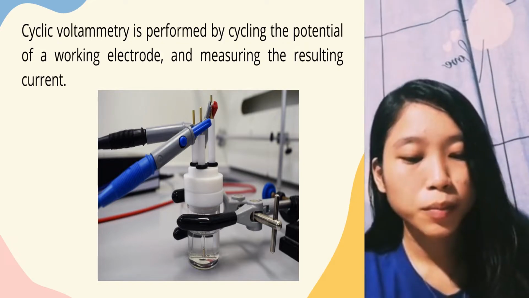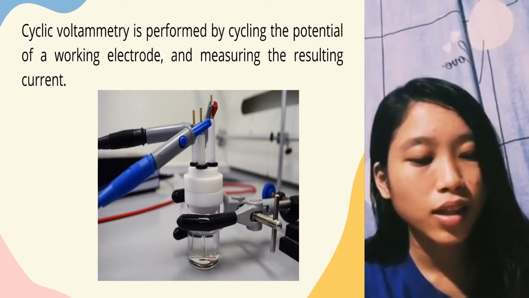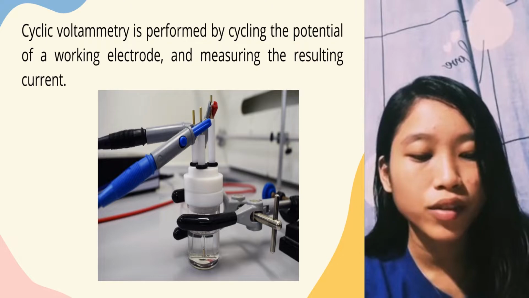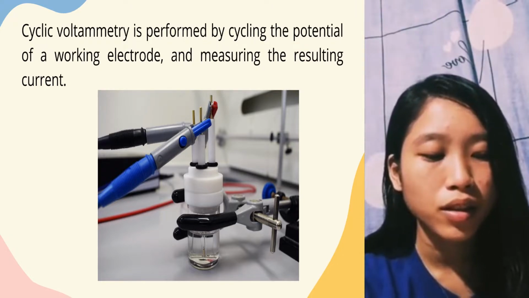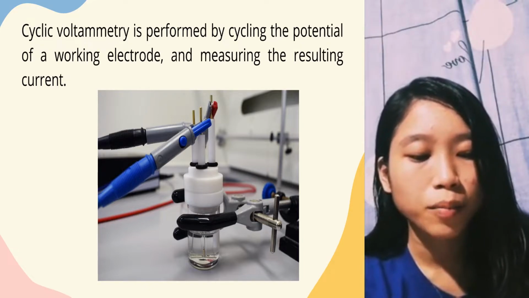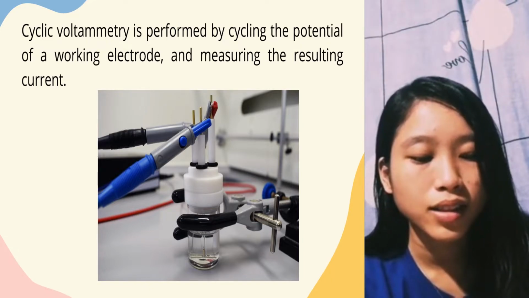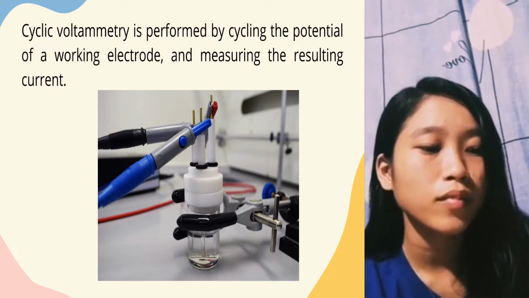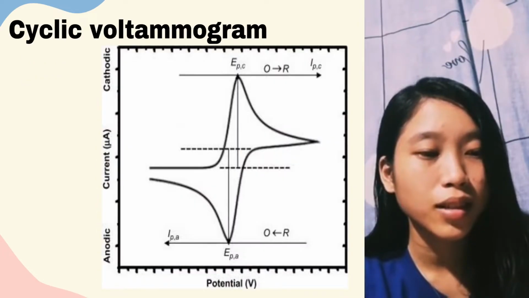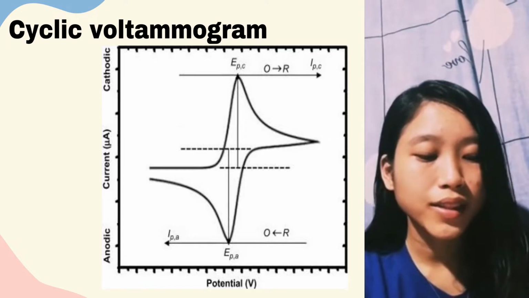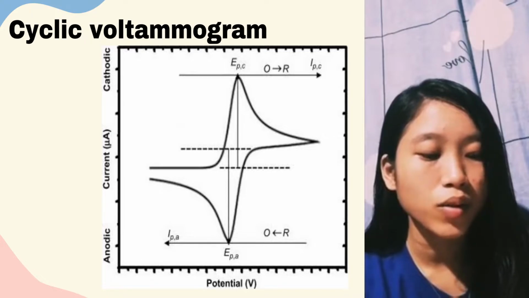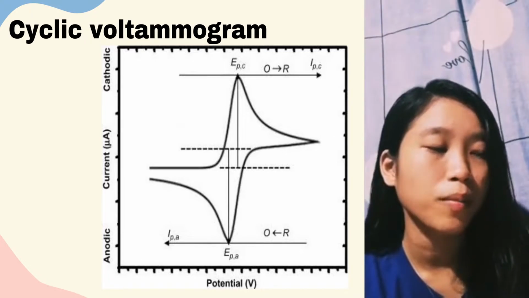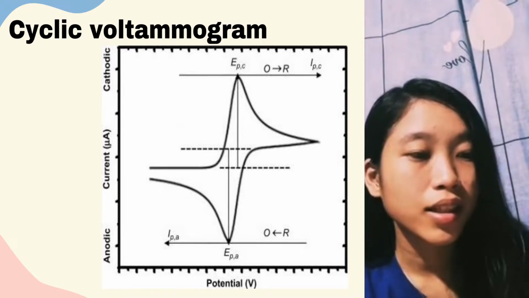The image represents the 3-electrode cell as used in cyclic voltammetry. A 3-electrode system is often used to separate the roles of referencing the potential applied and balancing the current produced. The next image shows the cyclic voltammogram. The result of cyclic voltammetry is a characteristic duck-shaped plot known as a cyclic voltammogram, which is seen in the slide.